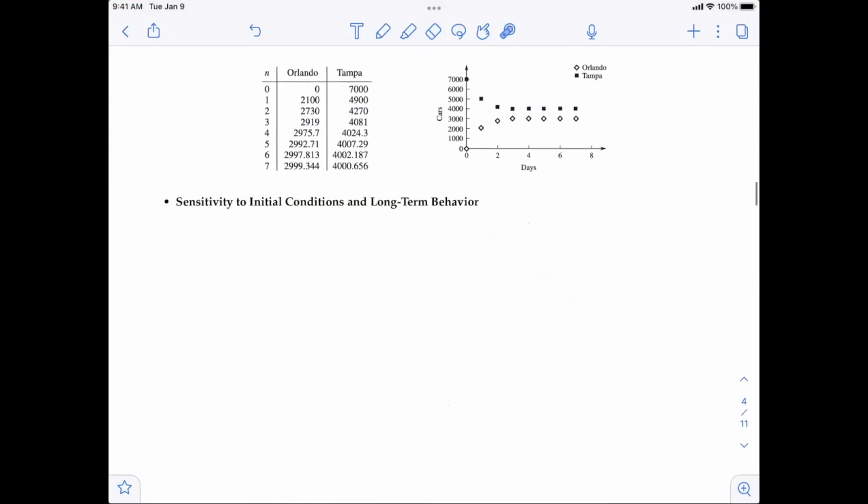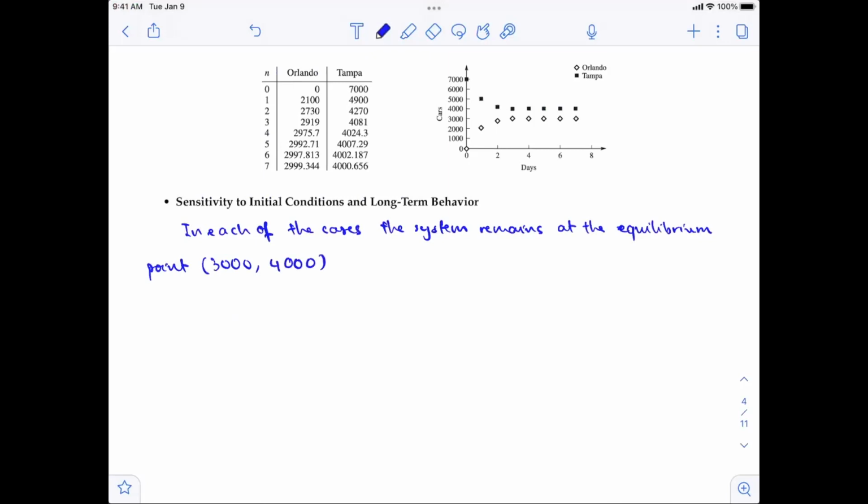Okay, so now after testing a few initial conditions, we can draw conclusions on the sensitivity to the initial conditions in the long-term behavior. So in each of the cases, the system remains at the equilibrium point of 3,000 and 4,000, even in the absence of any cars at one of the two sides.